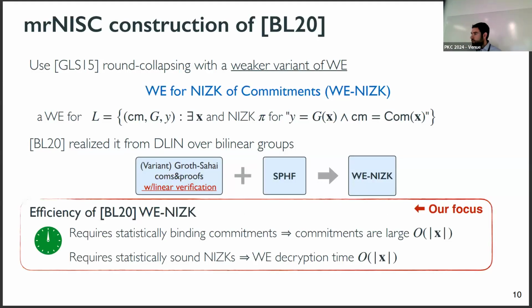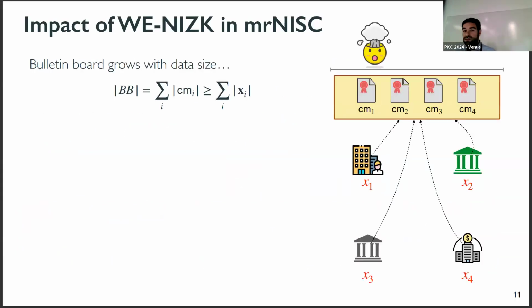So what we do in our work is to focus on an efficiency aspect of their construction. And our observation is that in order to deal with this language, they had to rely on statistically binding commitments and statistically sound NIZK proofs. And this has an implication, which is that commitments must be as large as the input size. And also the size of the proofs, and so the WE decryption time has to be linear with the input size as well. And this has an impact in the Mr.